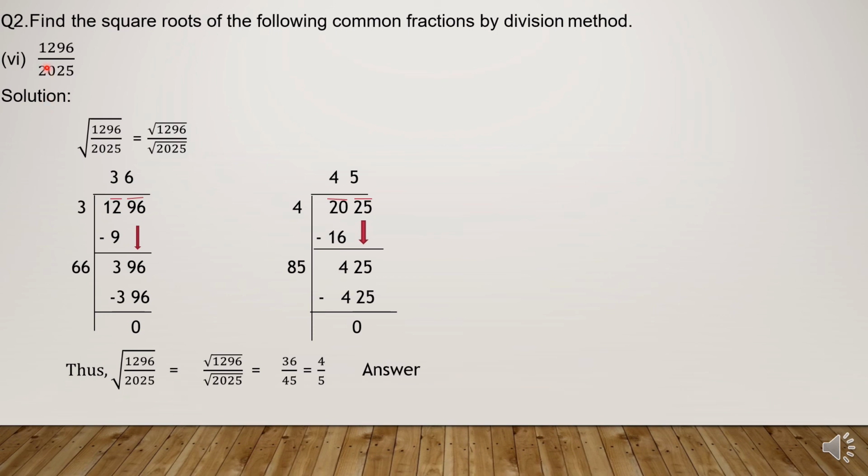See part number 6. 1296 and 2025, or you can read it as 1296 by 2025. Take the square root of both of the numbers separately. First take the square root of 1296, then the square root of 2025. Making pairs, 3 3s are 9, 12 minus 9, 3, 96 will come down. 3 will be added to 3, 3 plus 3 we get here 6, so we guess here a number 6.